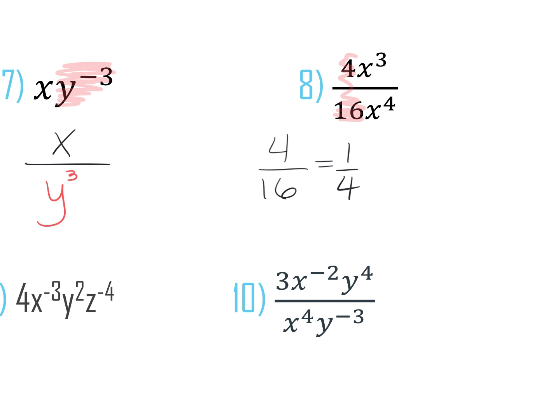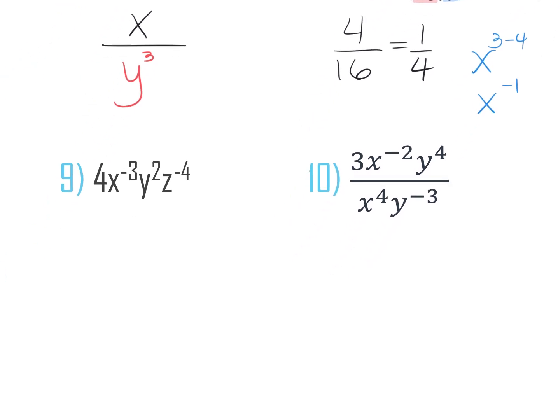So far I have 1 over 4 for the coefficients, but then for the x's now, I'm going to take those exponents and subtract them because they have the same base of x, and I do 3 minus 4, and then that'll give me x to the -1. Once you do the subtraction, if the answer is negative, you write it in the denominator. So it's 1 over 4x for the final answer.